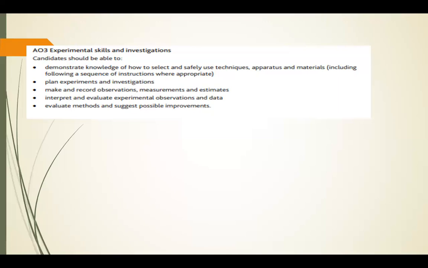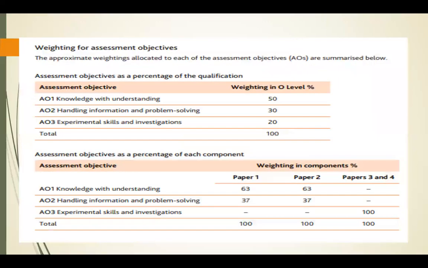And then whatever the result you are getting out of your experiments, how well you are able to interpret and evaluate that result. What are the informations you are getting from something, and how you are actually analyzing the data is very, very important. And then eventually you have to learn the ways of improving your experimental skills or a particular experiment. How are you going to improve that experiment? So this is AO3. So let's see how it is coming in your exam.